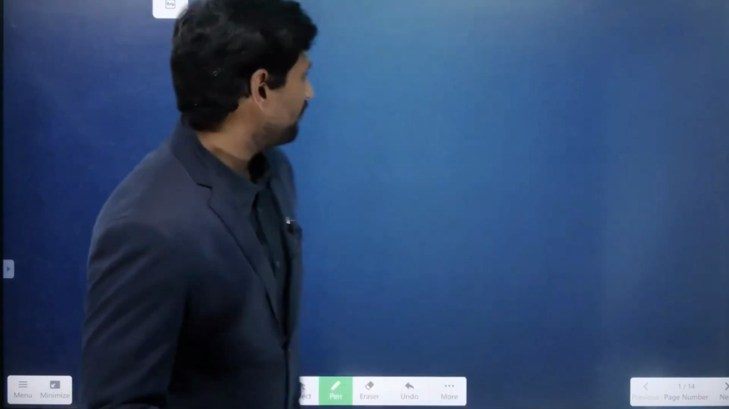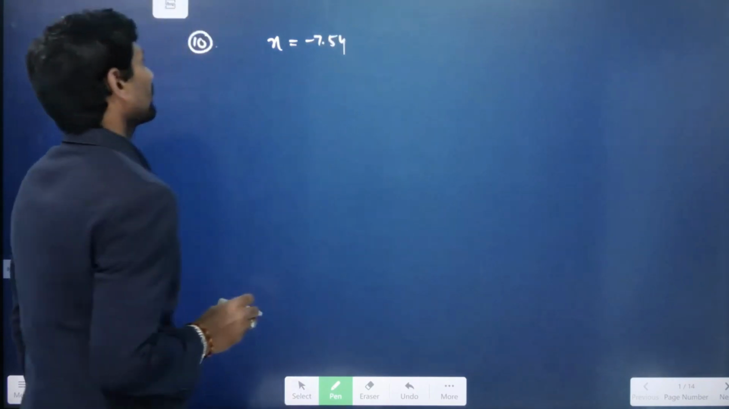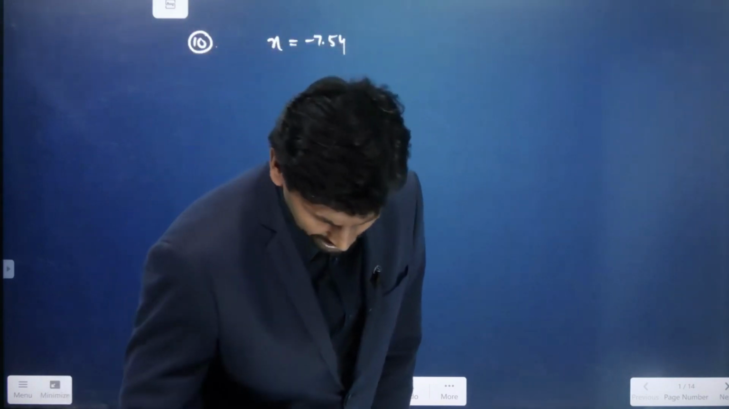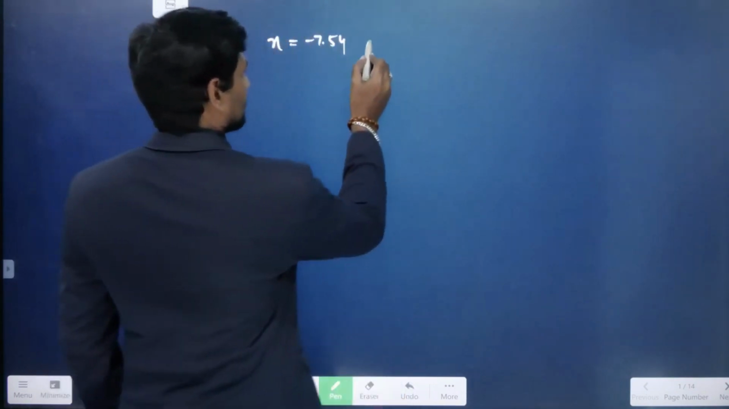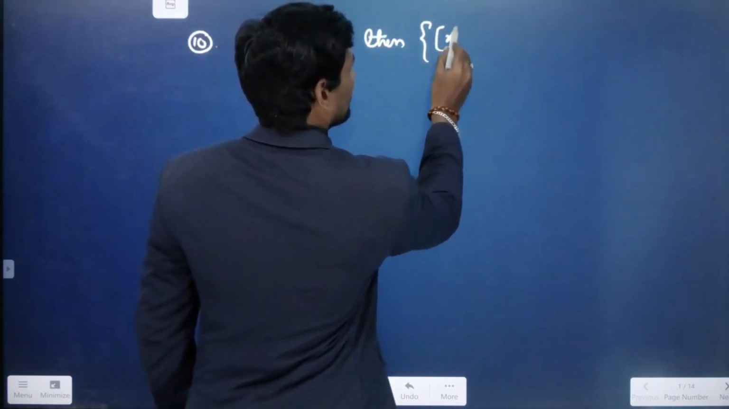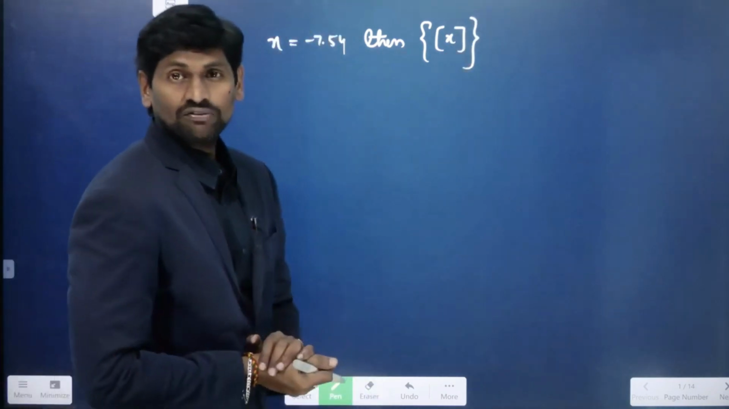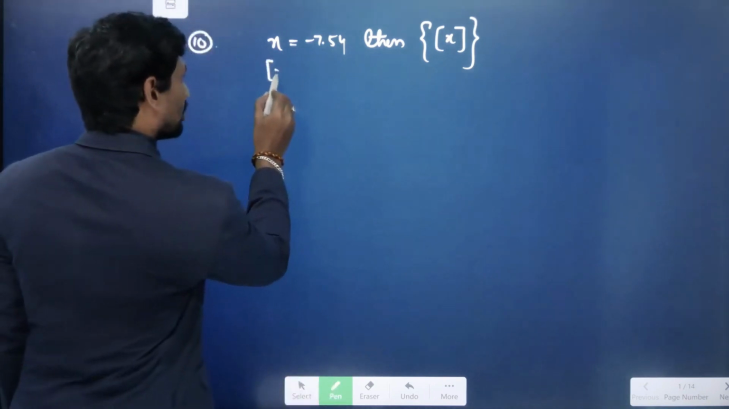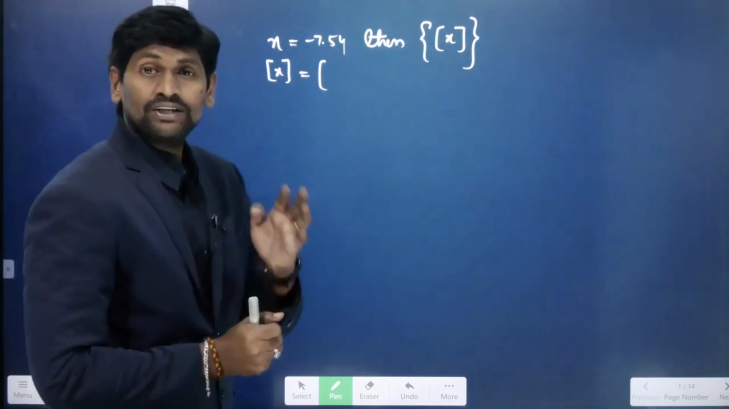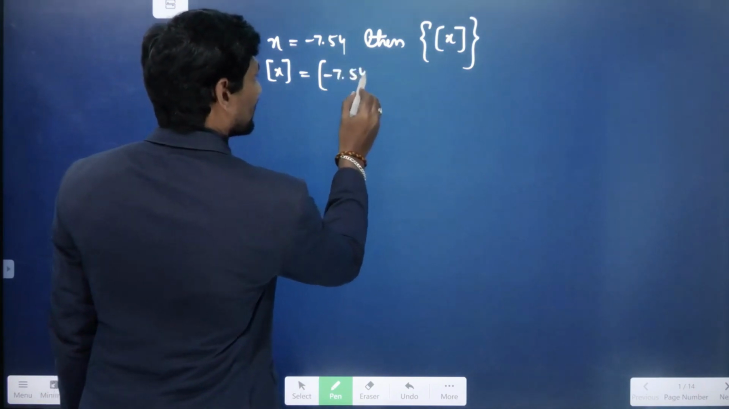Now if x is equal to minus 7.54, we need to find the fractional part of the greatest integer of x. So let us find the greatest integer of x first. Usually we know that minus 7.54 lies between minus 7 and minus 8.